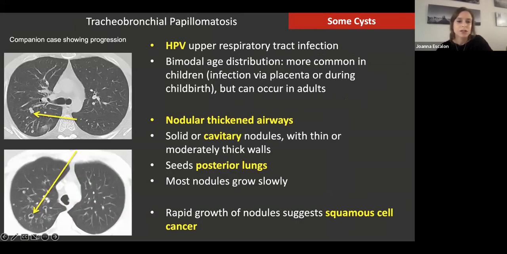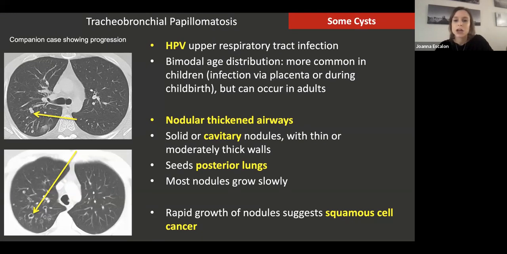So here on the left, I show a companion case where you see, again, the posterior predominance of the nodules, and then they develop cavities moving forward. So this is an HPV upper respiratory tract infection. It has a bimodal age distribution, so it's more common in children who get the infection via the placenta or childbirth, but it can occur in adults.